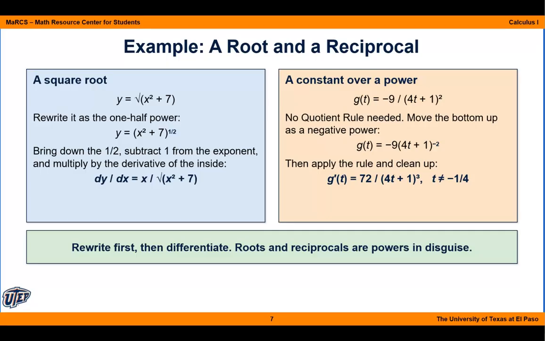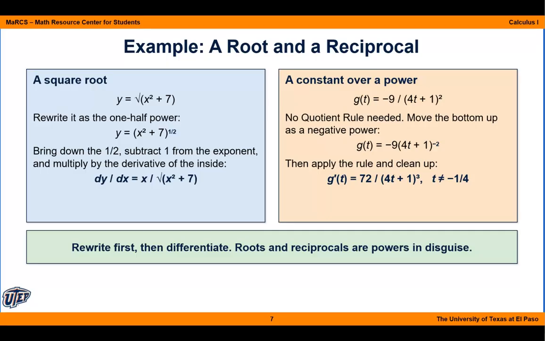dy/dx equals 1/2 times (x squared plus 7) raised to the negative 1/2 power. This whole thing is multiplied by 2x. Thus, we're going to get the derivative equal to x divided by the square root of x squared plus 7. Because x squared plus 7 is always positive, this derivative exists for every real x.